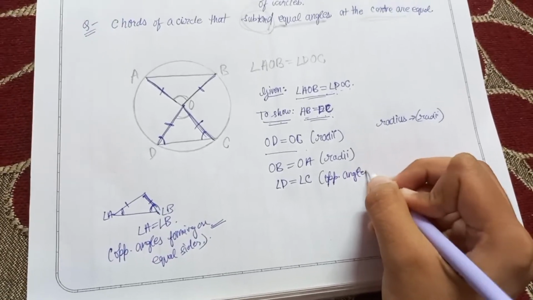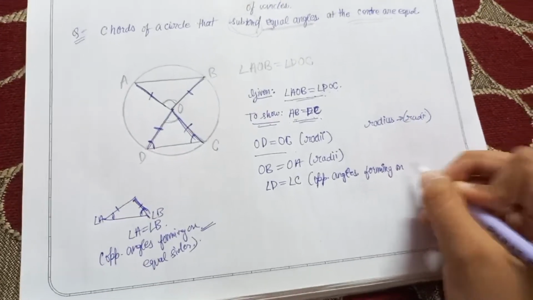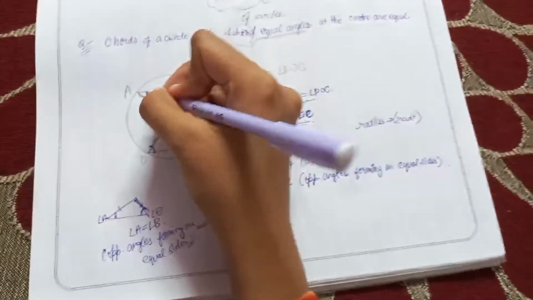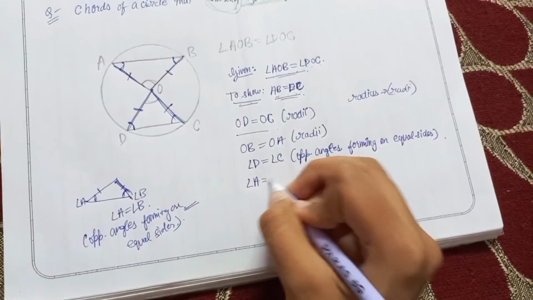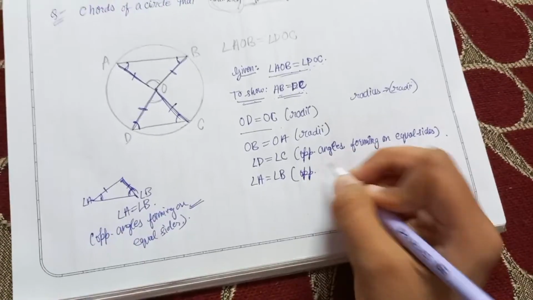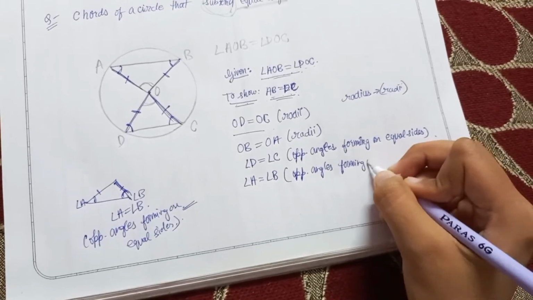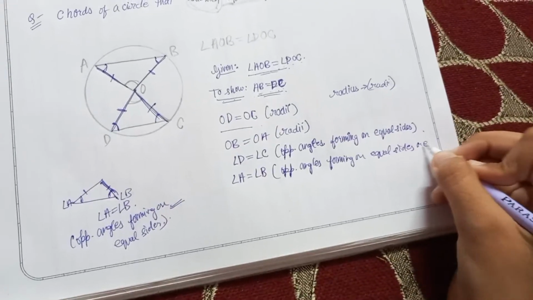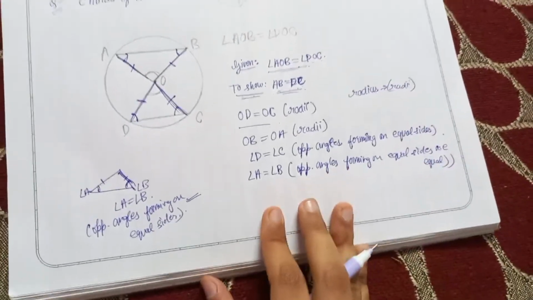Reason: angles opposite equal sides are equal. And angle A will also be equal to angle B, and the reason is the same: angles opposite equal sides are equal. So now what do we have?